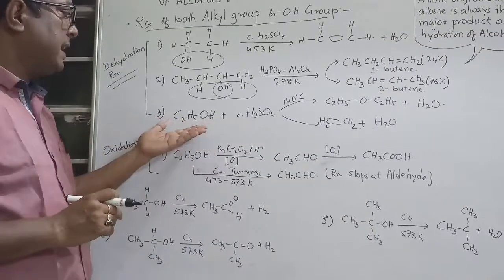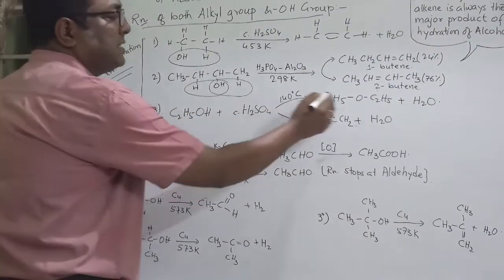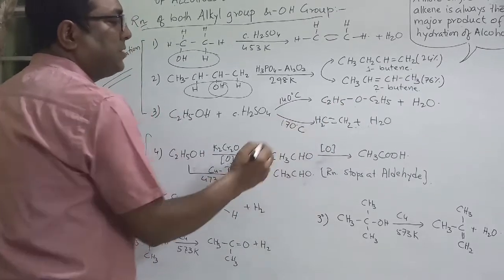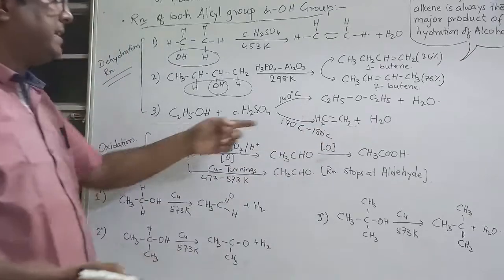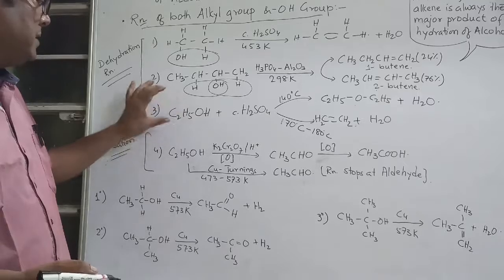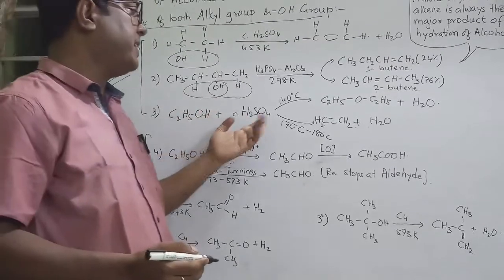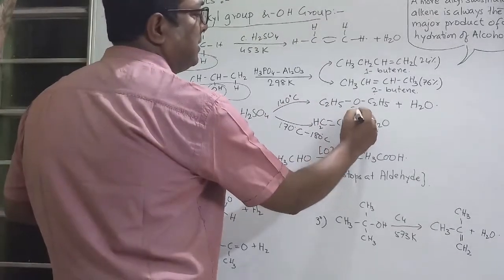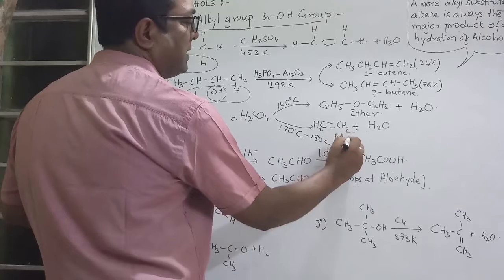And third to go is an alcohol with concentrated sulfuric acid. If you give 140 degrees centigrade, it is going to form ether, and when you give 170 to 180 degrees centigrade, you are going to get alkene and water. So you can see, student, that ethyl alcohol or any kind of alcohol with concentrated sulfuric acid at a temperature of 140 is going to give you ether, and this is going to give you alkene.